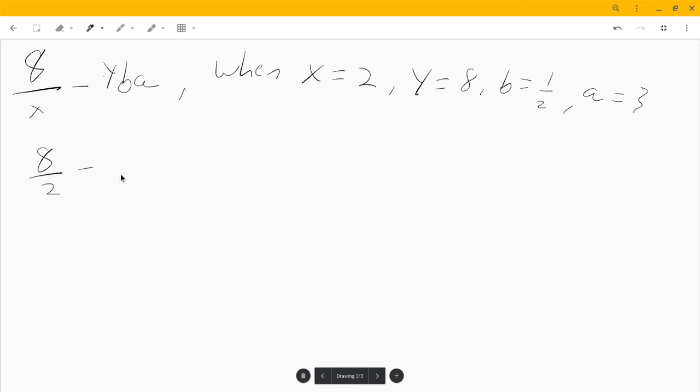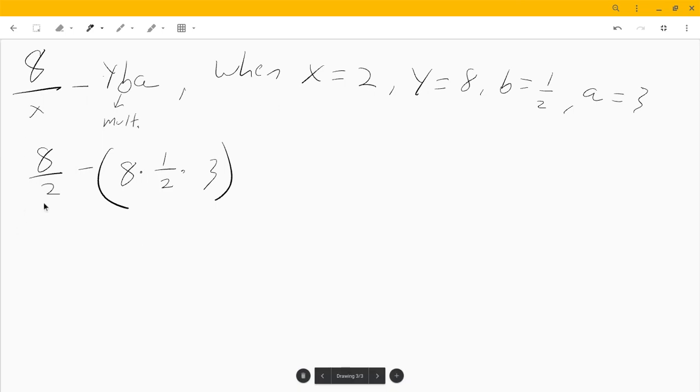So that's just multiplication. Anyway, y times b times a. We know y is 8, times 1/2, times 3. So let's put that in parentheses: y is 8, multiplied by b, which is 1/2, multiplied by, boom, 3.